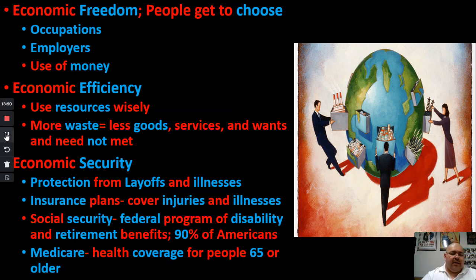Okay. The next thing, economic efficiency. This is about resources. And you have to remember, we're at a scarcity. We don't have an abundance, a plethora of everything. We have a very limited amount of everything, whether it's food, fresh water, gold, silver, coal, whatever, oil in the ground, some of that. We have a limited amount.